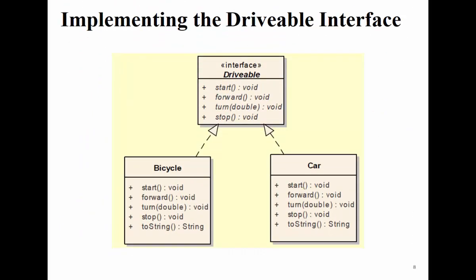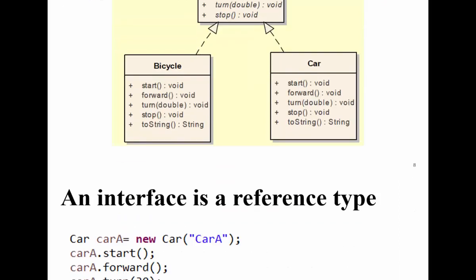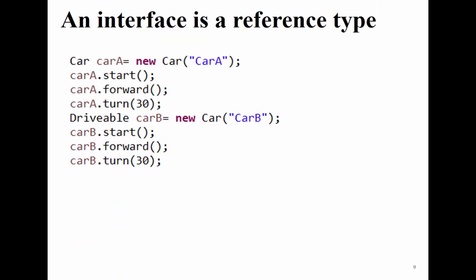So this is a diagram showing the interface called Drivable, and we have Bicycle and Car implementing this interface. Why do we give this introduction? Because when we go to collections, we're going to see that all the collections that we're going to work with implement a particular interface. All of them come from the Collection interface.